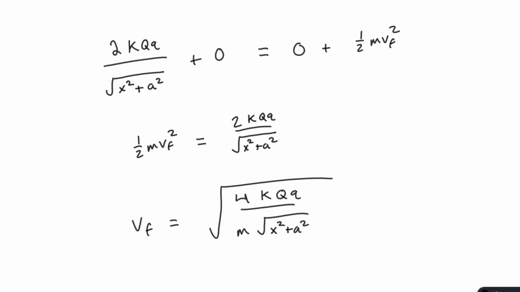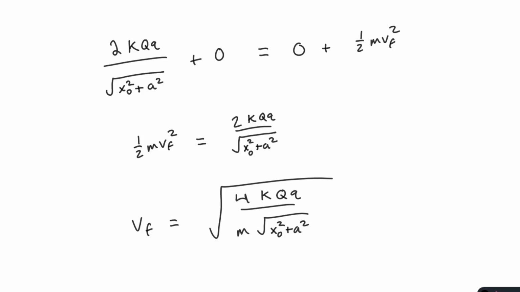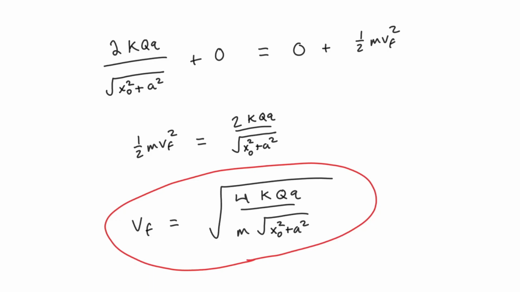Oh, and it does say that it was placed at a distance x0, so maybe I should go back and give myself a little subscript everywhere that there was an x0 in this problem. All right, there we go. So that is our very large expression for vf. So this is sort of the opposite of escape velocity.